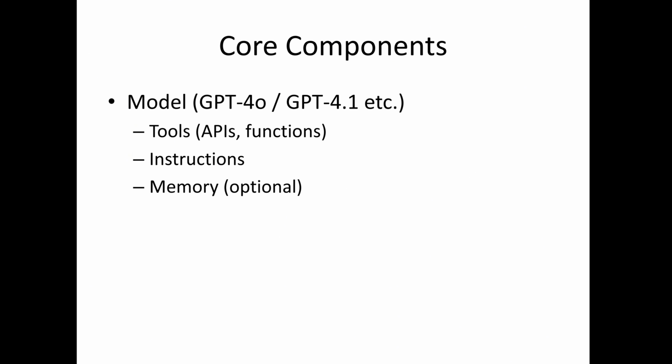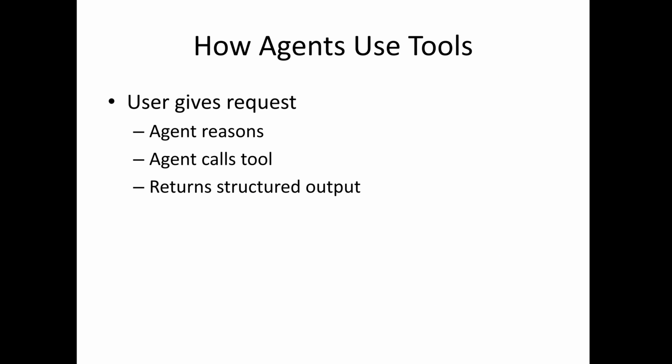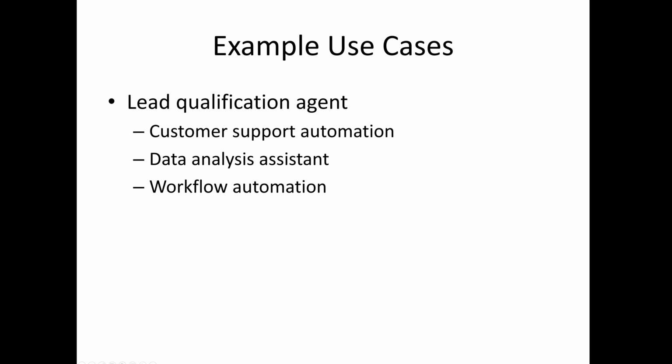The core component that it uses is the ChatGPT 4.0 model. It has memory, which you can add in. You can add instructions to behave like a certain agent. It can be a travel agent, it can be a deep dive researcher, it can be a lot of things. The user gives a request, the agent reasons, and returns the structured output.